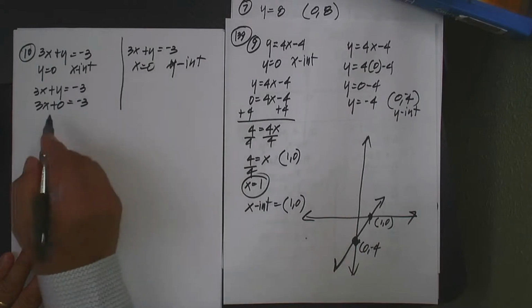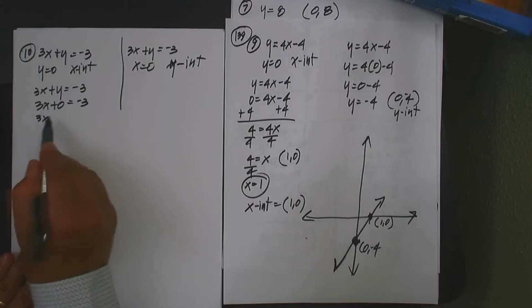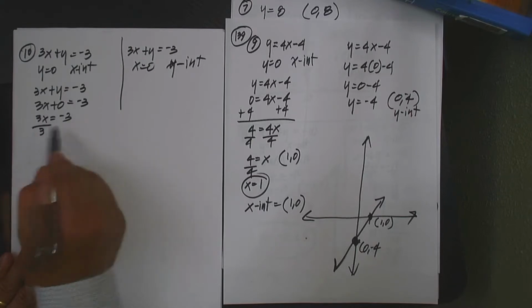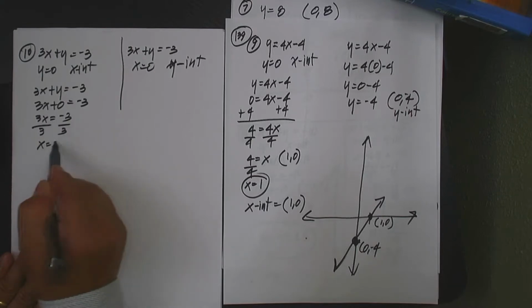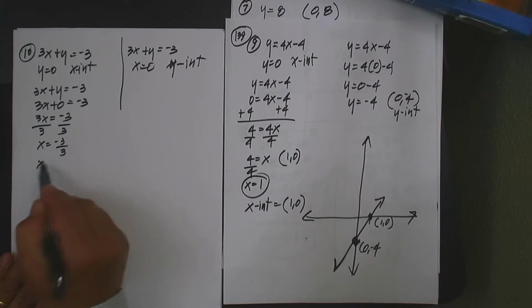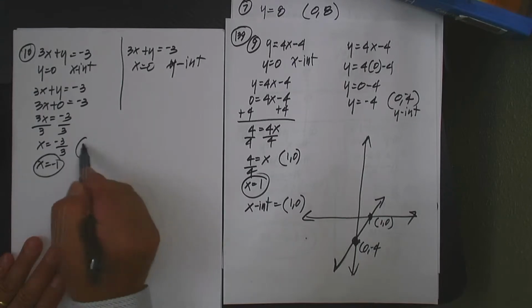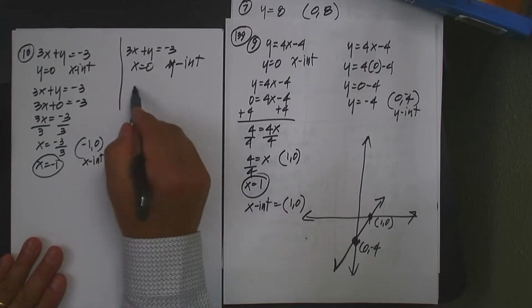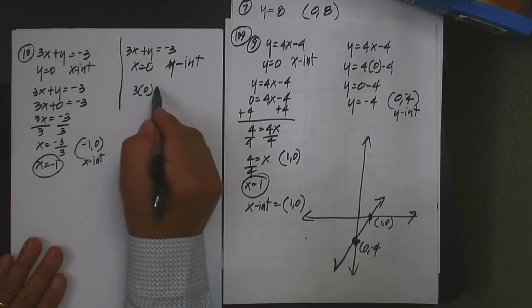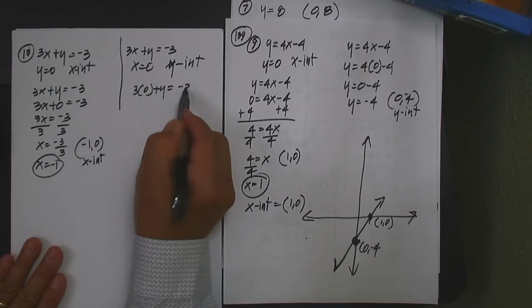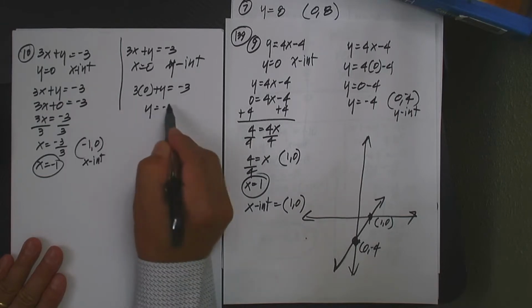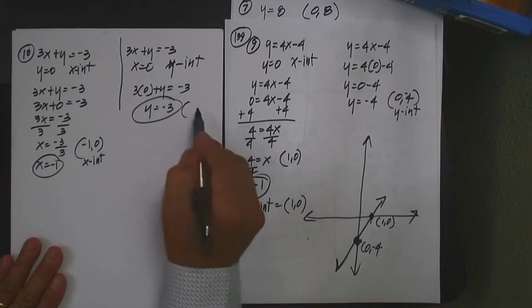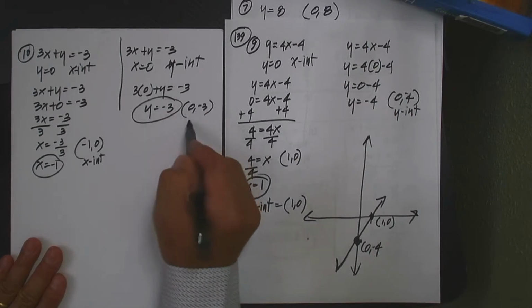Okay, so 3x equals negative 3. You divide by 3 on both sides, so x equals negative 3 over 3, and x equals negative 1. So this one is negative 1 and 0. That is your x-intercept. For this one, you have 3 times 0 plus y equals negative 3, so y equals negative 3. That is 0 and negative 3, your y-intercept.